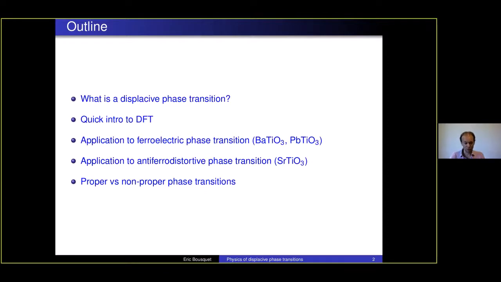Quickly after the introduction to DFT, I will show you examples of what we can do with DFT to describe the displacive phase transition, and how to fit a model out of the DFT calculation. I will show applications of this type of simulation on barium titanate and lead titanate, which exhibit a ferroelectric phase transition. I will also show an example of strontium titanate with the antiferrodistortive phase transition. These are the main basic oxide perovskites with this type of displacive phase transition, I would say.